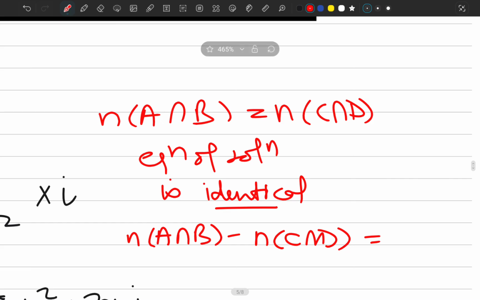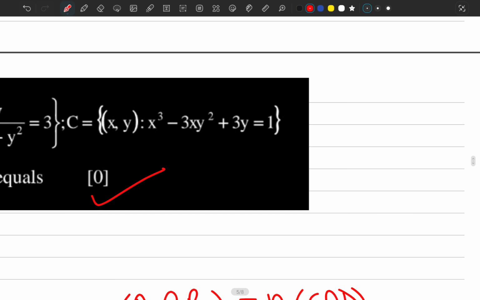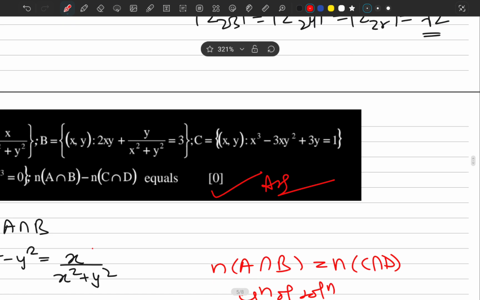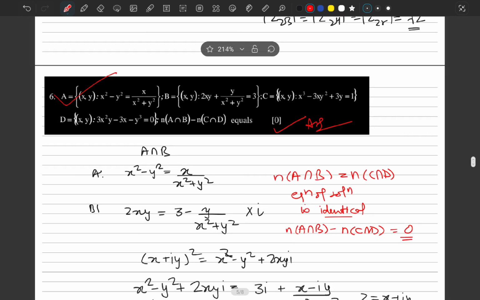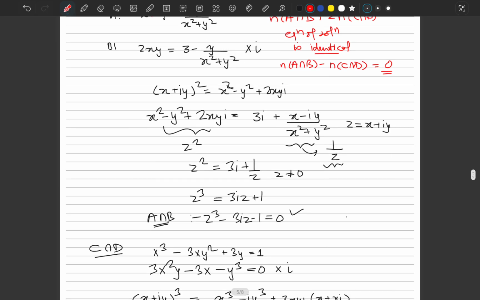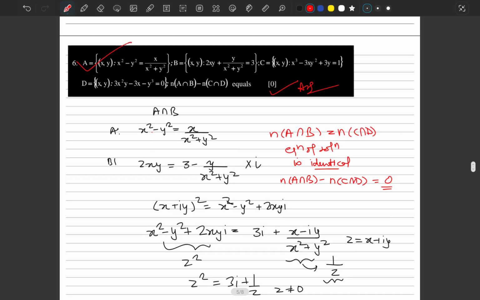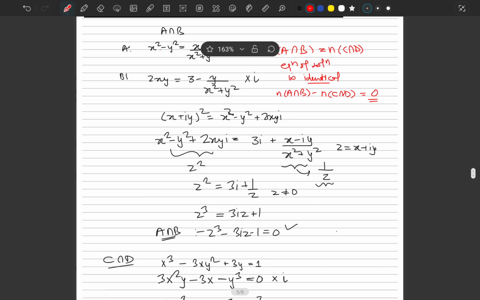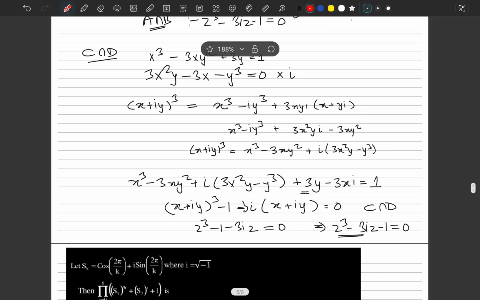cardinality gives 0, right? 0 is the answer present in the question. Is the correct question, right? It is advanced level problem. It will surely come in advance.